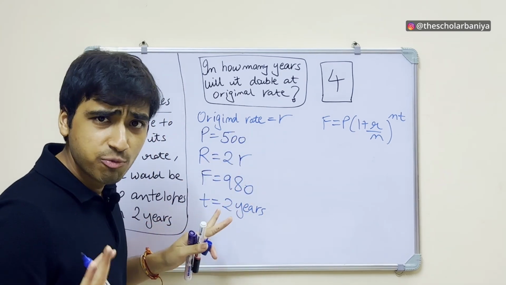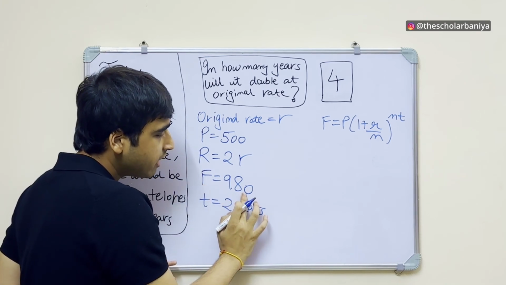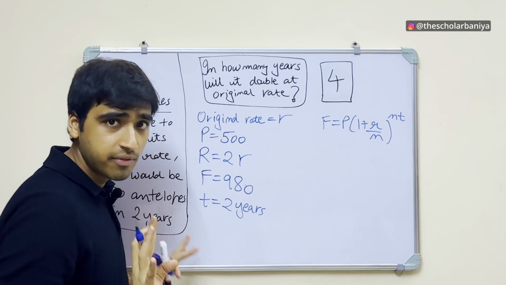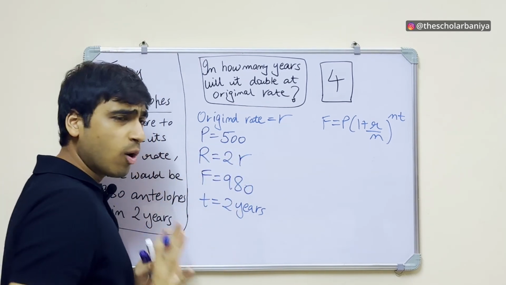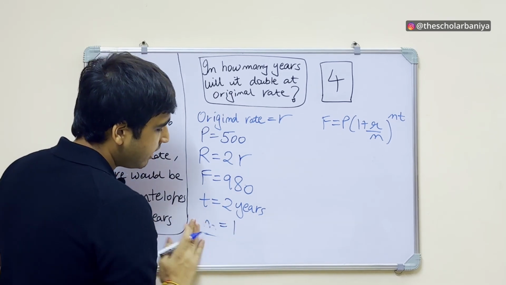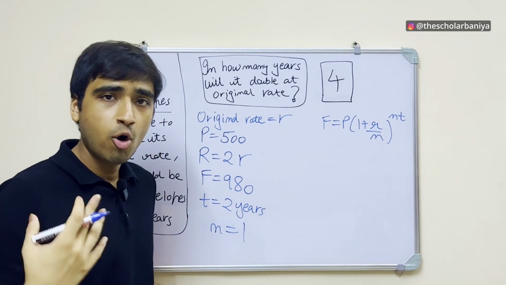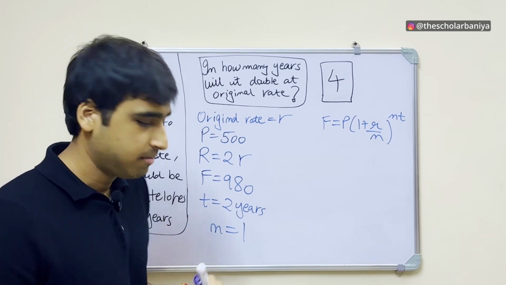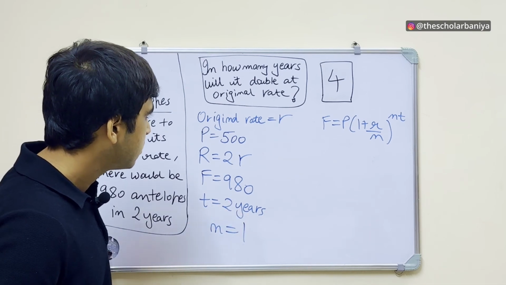I hope this is pretty simple. What is this saying? That in 2 years, the final amount would become 980 at the rate of twice the current rate. So these things should be very clear. And this is the original term, right? And obviously we know that n is 1 in this case. If n is not given, we assume n to be 1. For example, compounded quarterly, compounded annually. If something like this is not given, we assume n to be 1, right? Okay. So now let's put down the values.